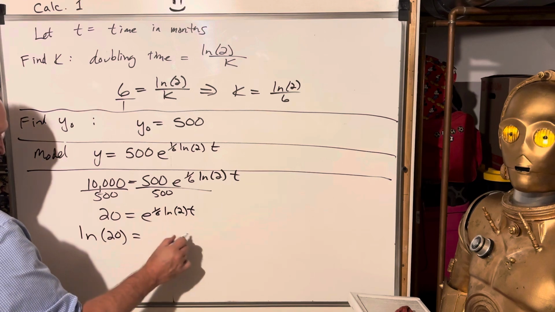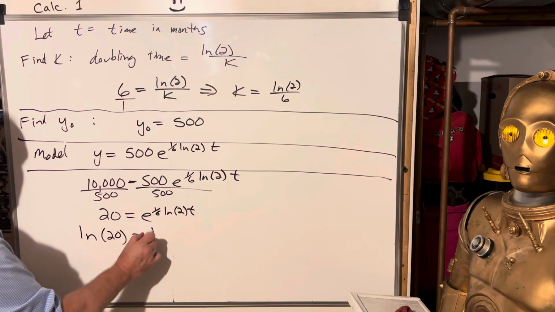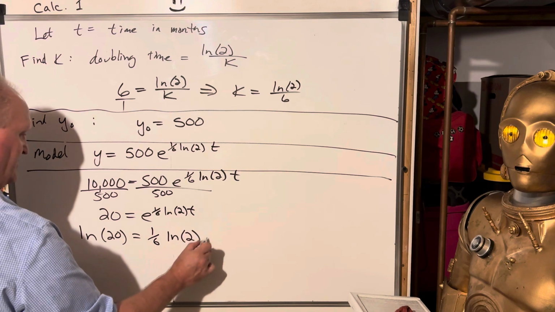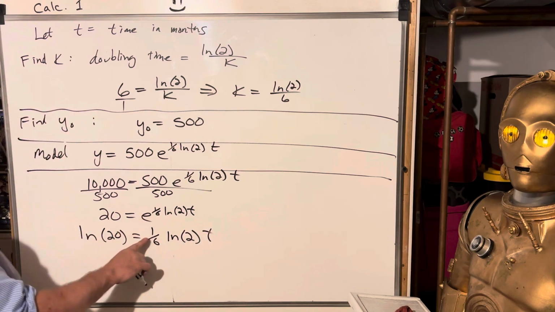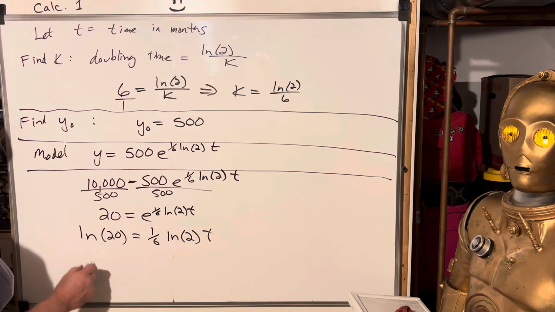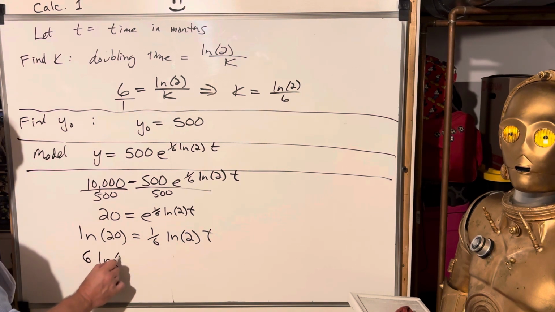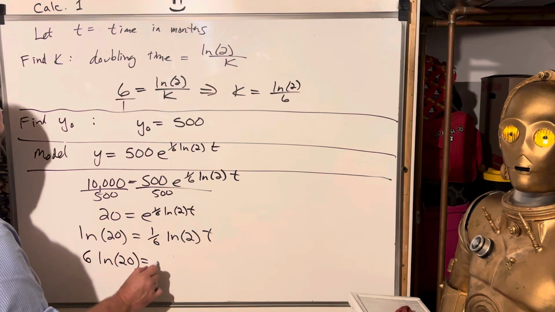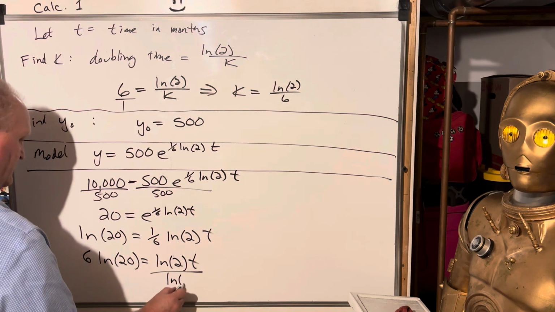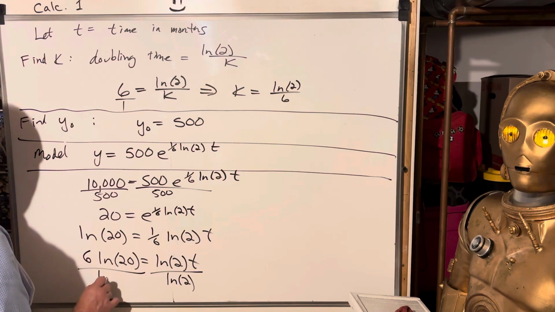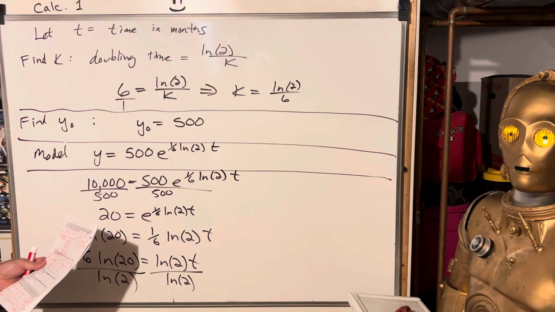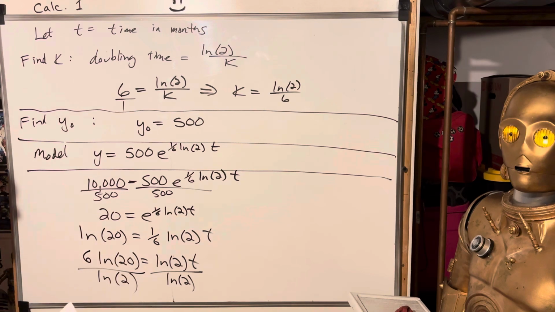And then ln of that is just going to pull this down. So it's going to be 1/6 ln 2 t. So 1/6, that's 1 over 6. Let's cross multiply and solve, or multiply both sides by 6. So that's 6 ln 20 is equal to ln 2 t, and then divide by ln 2. And so that is our time.